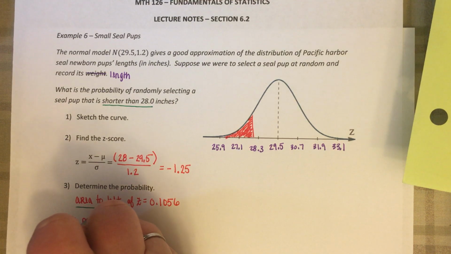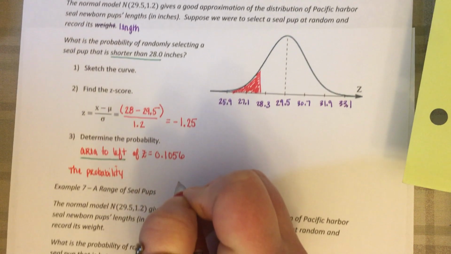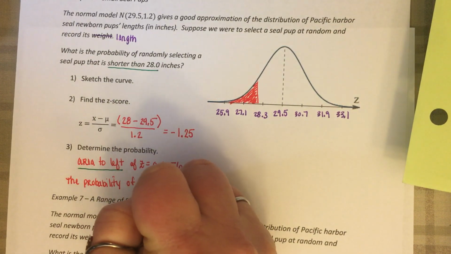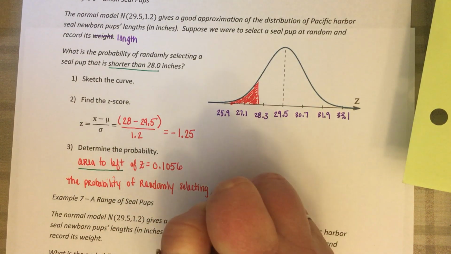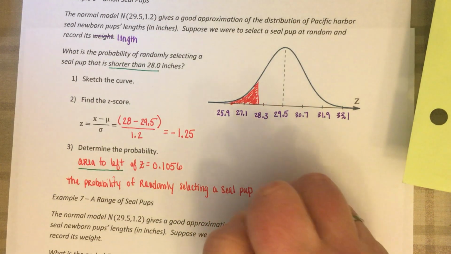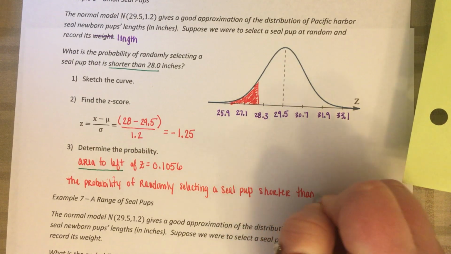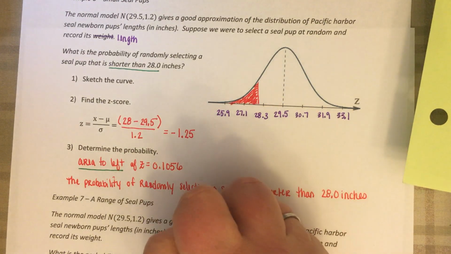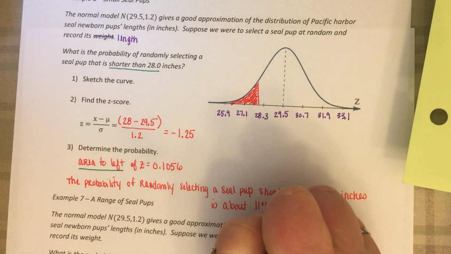So we're going to say the probability of randomly selecting a seal pup shorter than 28.0 inches is about 11%.